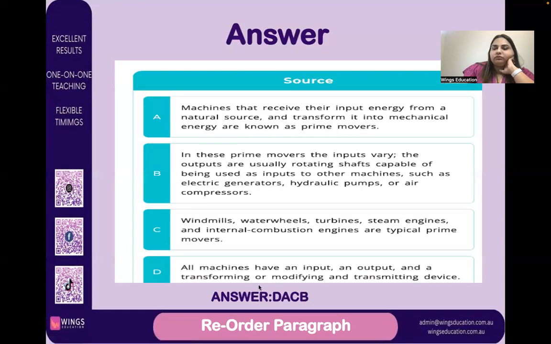So D, all machines have an input, output, and a so machines, so gone as beginning. And then examples, so they're saying all machines, and then they're saying machines, and out of machines, they're talking about prime movers. So like example of machines is prime movers. And then from prime movers, they're talking about this C, windmills, water wheels, and all those words. So they were examples of that. And then we've put B because they're saying in these prime movers. So these ones, turbines, steam engines, these ones specifically.